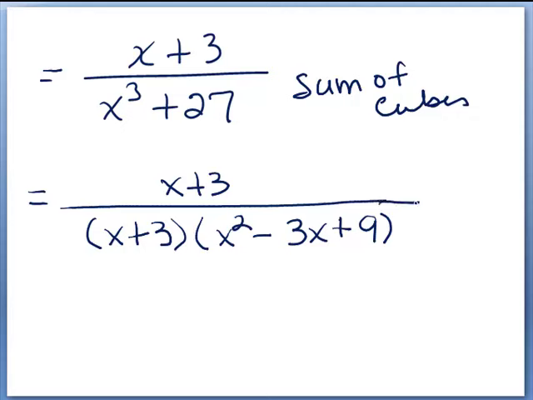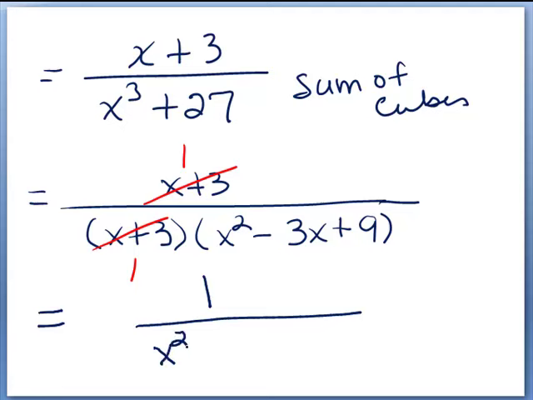Now that the denominator is factored, can we divide out any pairs that are common, or do you see a pair that's common to the numerator and denominator? Well, yes, we see x plus 3. Okay, let's divide that out. And since the numerator divides out, it divides out to being 1. So our answer, we have 1 over x squared minus 3x plus 9.